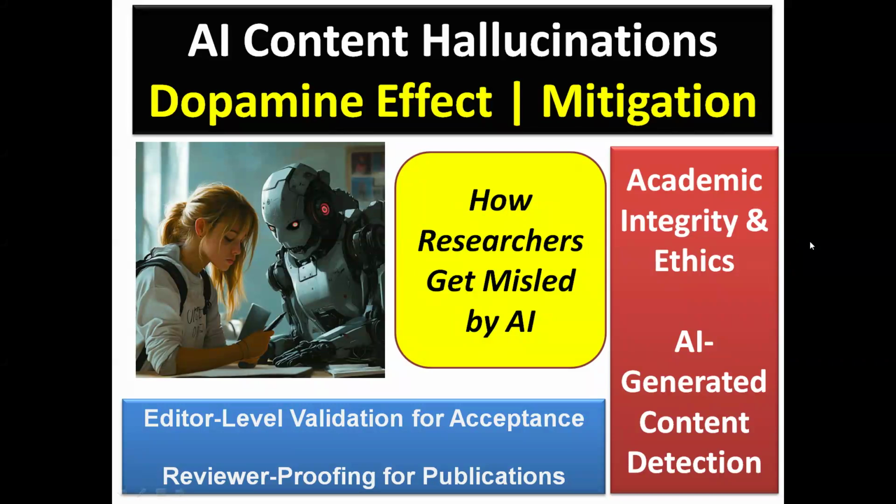As all of you are academicians, you might be working on different research projects, research publications also. Nowadays, many researchers are using ChatGPT, Gemini, Google AI Studio, so many platforms available for content creation. We will see how much to rely on that particular content, and if we are using content from ChatGPT or any AI-based tool, then how to go for its refinement and editor-level validation for acceptance.